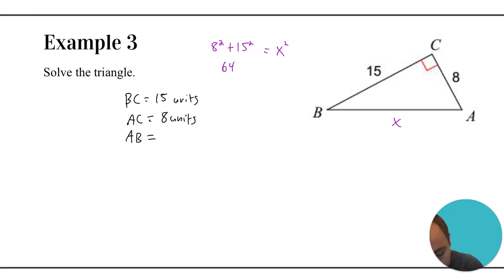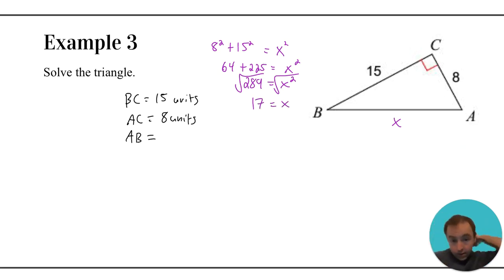So 64 plus 225, the squares of those numbers, equals x squared. And then you can add those together. You're going to get 289 is equal to x squared. And then you can square root both sides. And then 17 is actually going to be your answer, because 289 is 17 squared. So now we've gotten all 3 side lengths. Now we just need to go for all the angle measures.